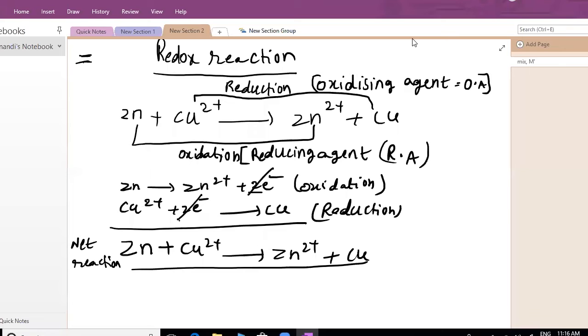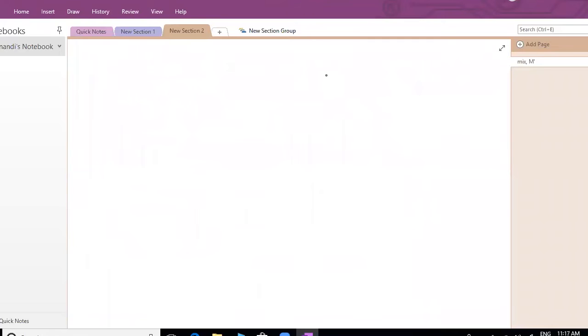I'm going to give one more example. Don't worry. Here you can find it very simple. Please think one more time. Zinc oxidation occurs because of whom? Who is the responsibility? Zinc oxidation takes place because of whom? Cu2+. Alright.